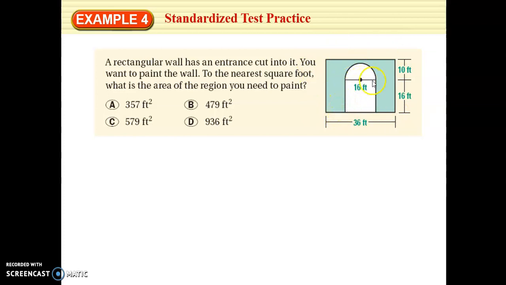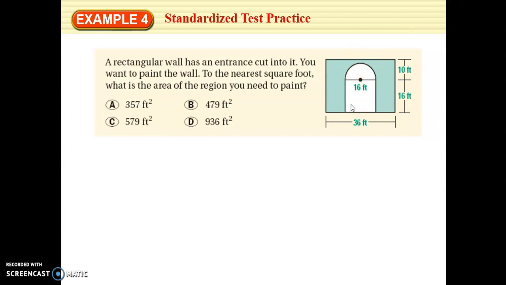The measure on this side is 16. It is 16 as the diameter of this semicircle, and it is 16 for this side, and it is 16 in this part. That means this is a square. This part is a rectangle. As I said, this is a semicircle.